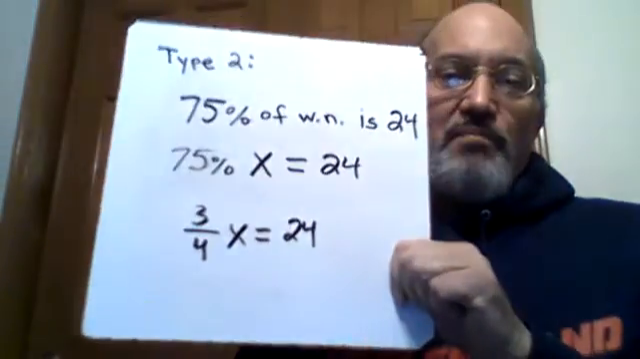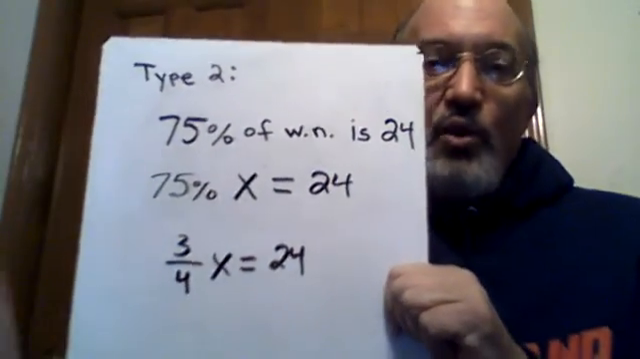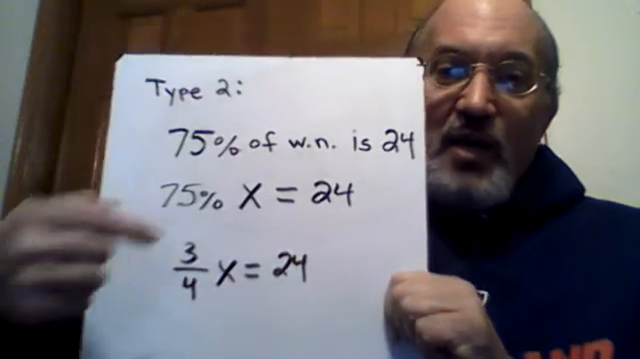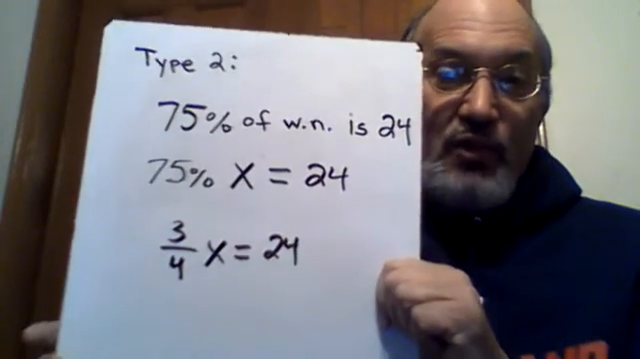But here's the one common theme in all of these methods for solving this type 2 problem. We have a number times x equals 24. Divide each side by this number to isolate the x. So divide each side by 3/4.